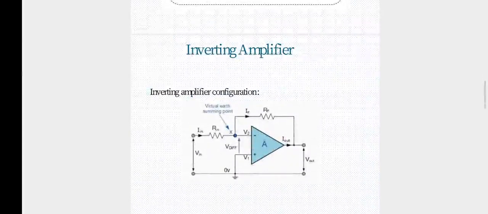What is called an inverting amplifier? In an inverting amplifier, we connect the supply to the negative terminal. You can see here V2 is the negative terminal. The input voltage is supplied to V2. From the diagram you can easily understand. The non-inverting terminal, generally called the plus terminal, is grounded. This is generally called the inverting amplifier.